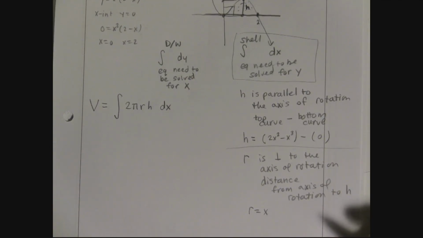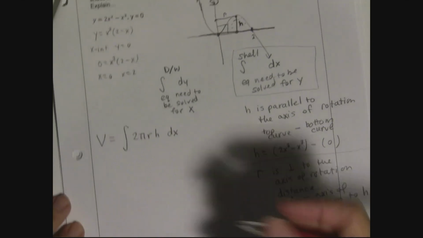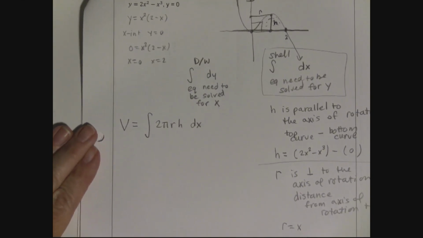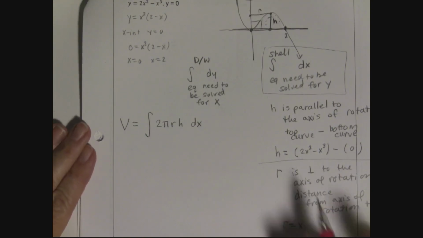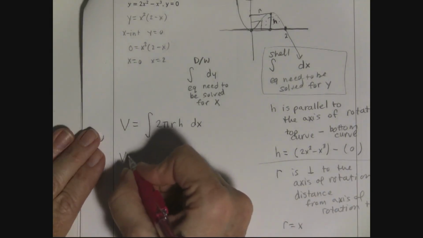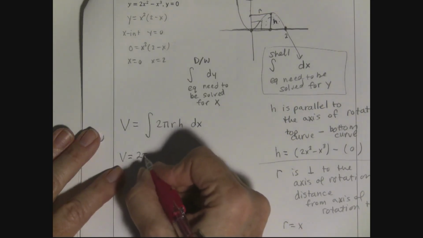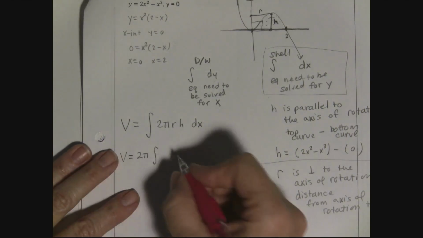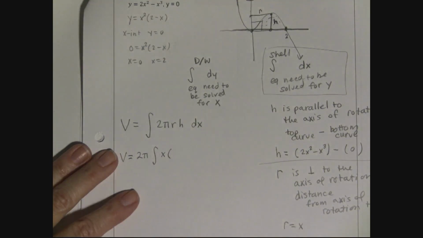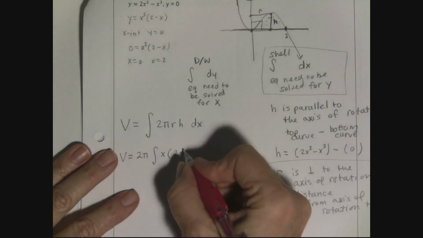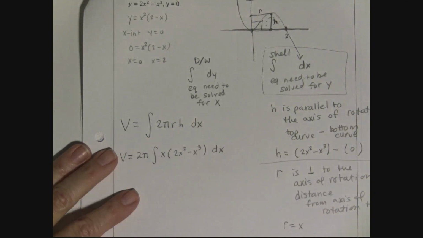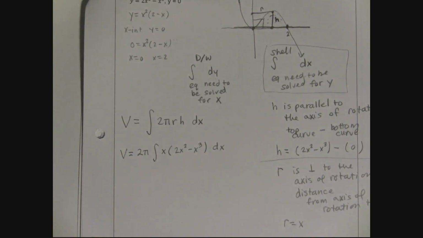So now I know what h is and I know what r is. So I'm going to put my volume together over here. Are you remembering what I have, right? I've written those things. So this is my volume. I like to put the 2 pi in the front because it's a constant and you don't have to integrate that constant. And then the r was equal to x, and the h was equal to 2x squared minus x cubed. And then this was dx. Now it's set up, except I haven't got my bounds.